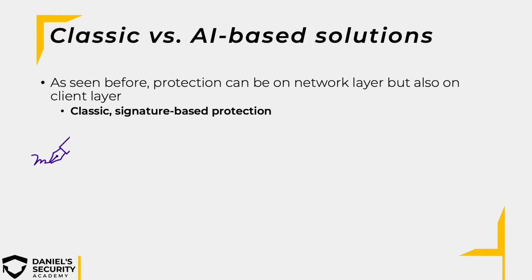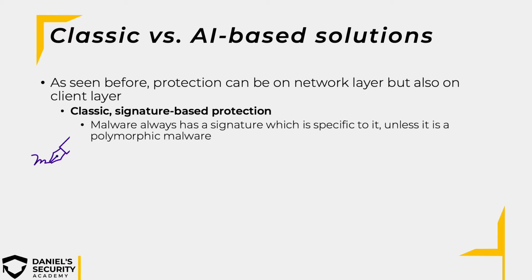Let's start with the classic approach, which is pretty much signature-based protection, because malware always has a signature which is specific to the malware. Well, that's not entirely true, because polymorphic malware is written in a way that it looks different every time it is on a host. So it will have a different signature on every host. You could have 1,000 computers infected by the very same malware, but because it's polymorphic malware, there will be 1,000 different signatures.